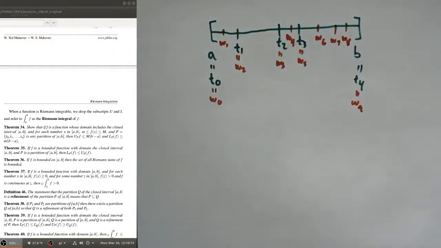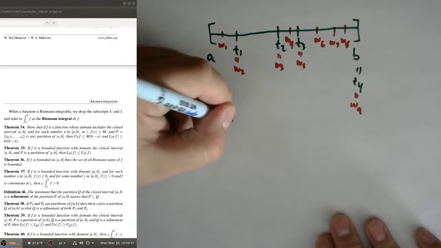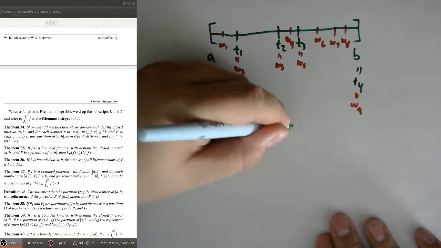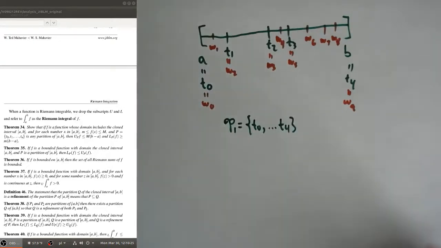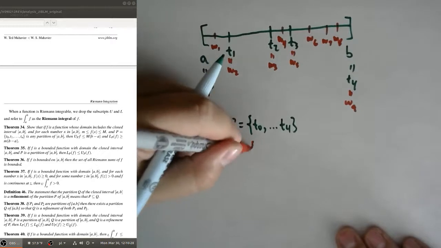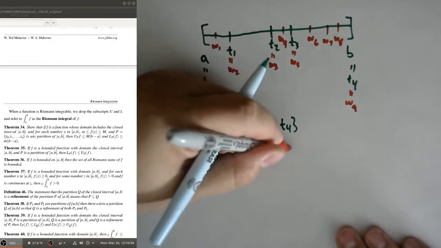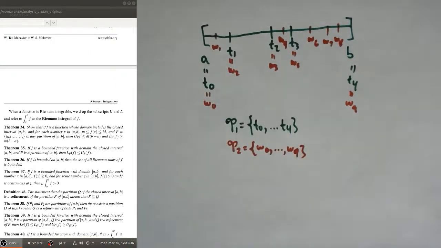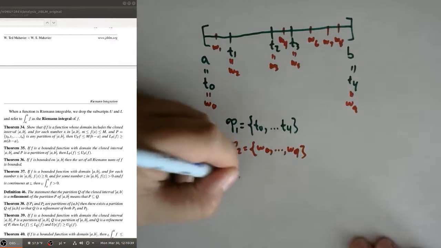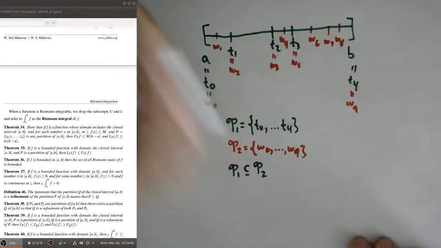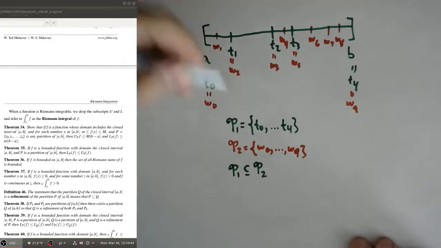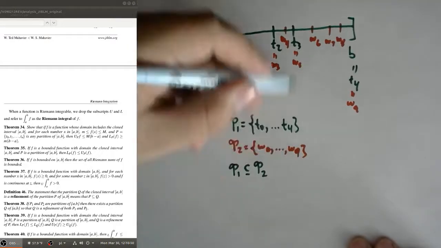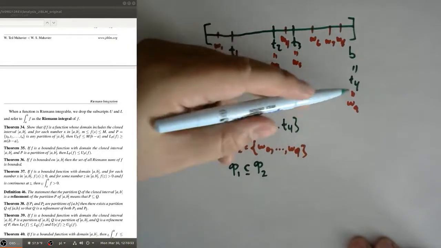So we have one partition, P1, let's call it, consisting of the points T0 through T4. We have another partition, call it P2, consisting of the points W0 through W9. Because of how I chose it, P1 is a subset of P2, because every point in P1 is in P2. T0 is called W0 in P2, T1 is called W2, T2 is called W3, T3 is called W5, and T4 is called W9.